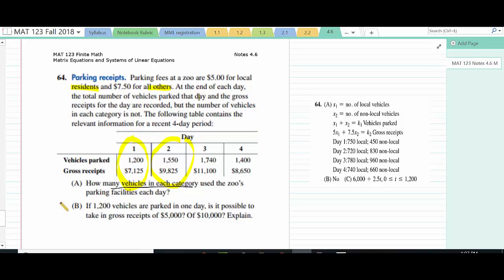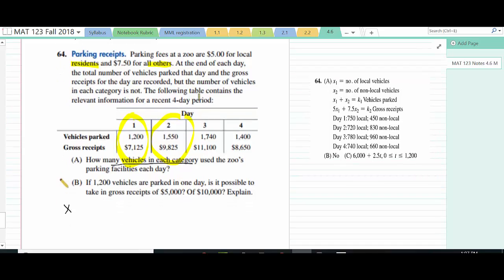So let's identify that. What I want you to write down is X1 is just going to be the number of vehicles for local residents, or we can just say local vehicles. Okay, that's what that is. And then X2 would be the other type, which just says all the other ones, which would be the ones that are not local. So that would be the number of non-local vehicles.